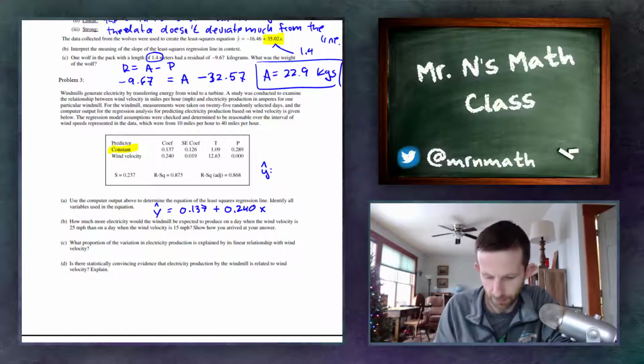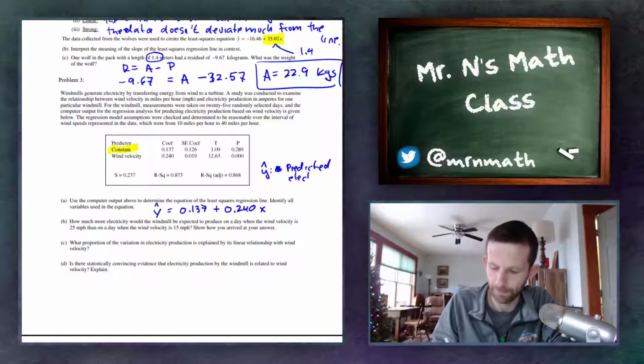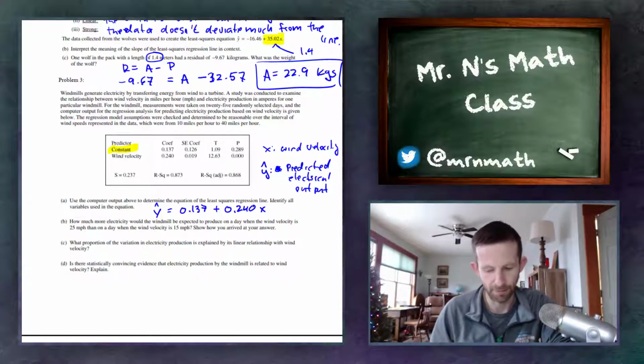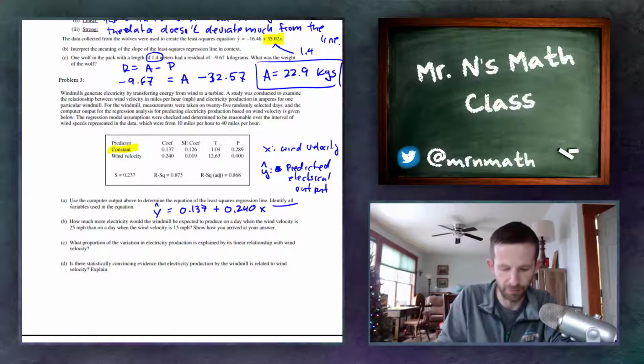so I want to examine the relation between wind velocity in miles per hour and electrical output in amps. So that's the electrical output. Predicted electrical output. And x is my wind velocity. So I have the equation and identified all the variables used in the equation.